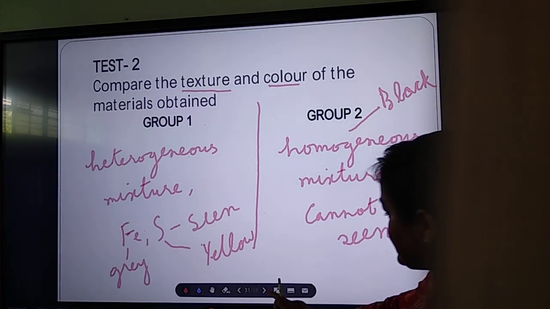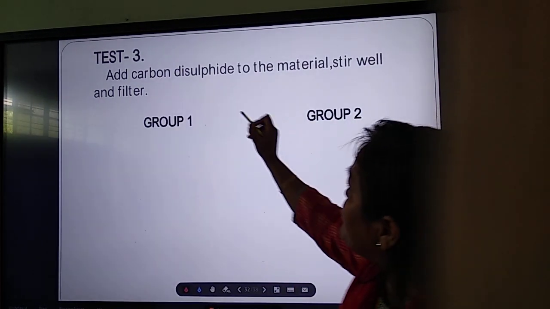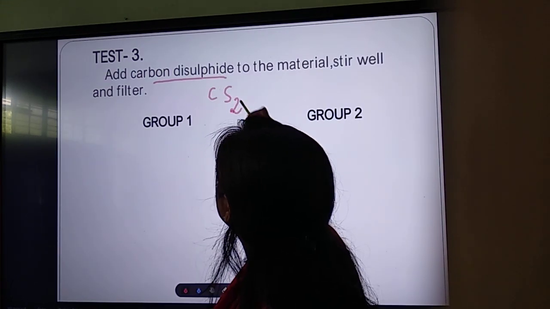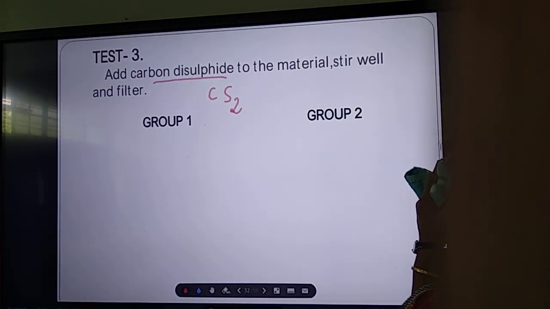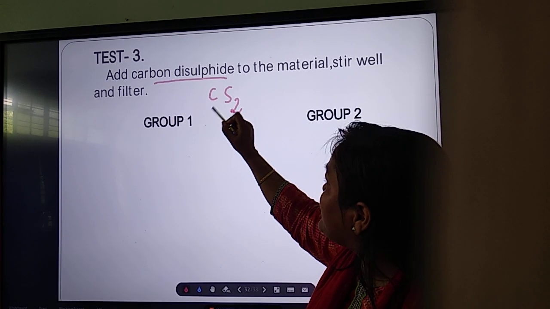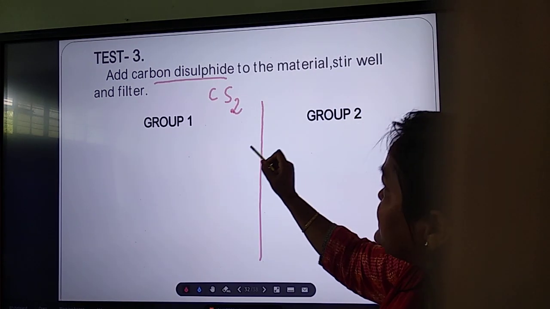Next, add carbon disulfide. The formula of carbon disulfide is CS2. It is an organic solvent. When we work with an organic solvent, one precaution you have to take is that we do not bring it near a flame. Then stir well and filter.